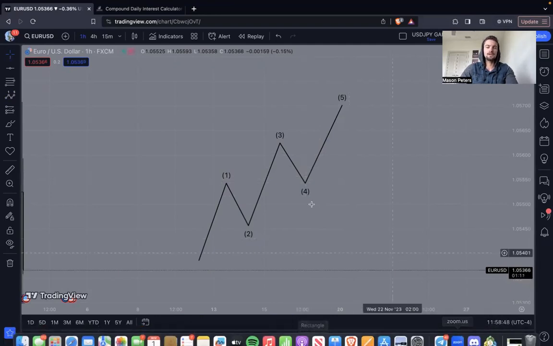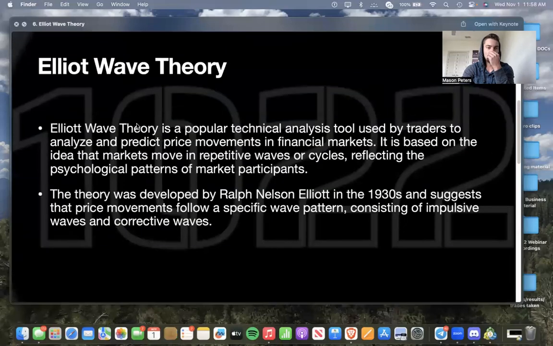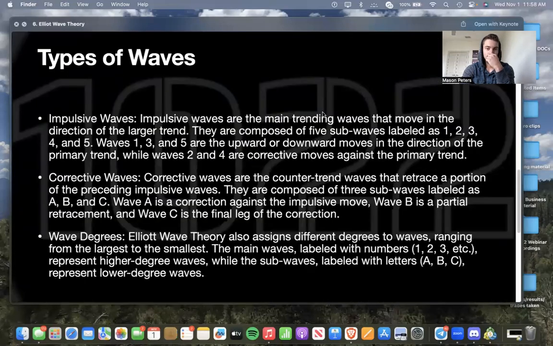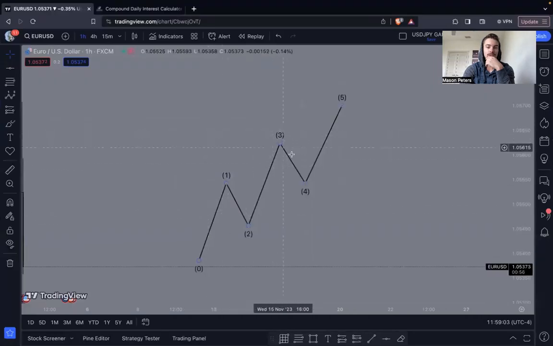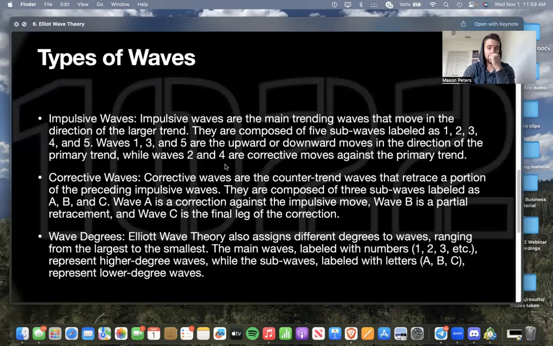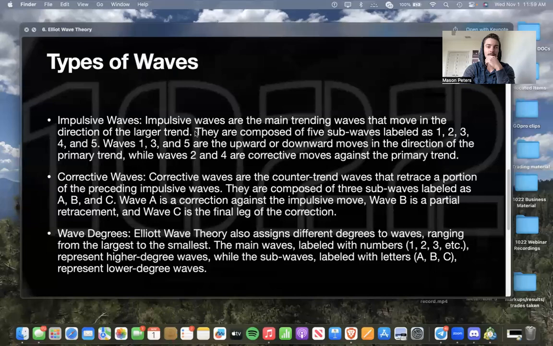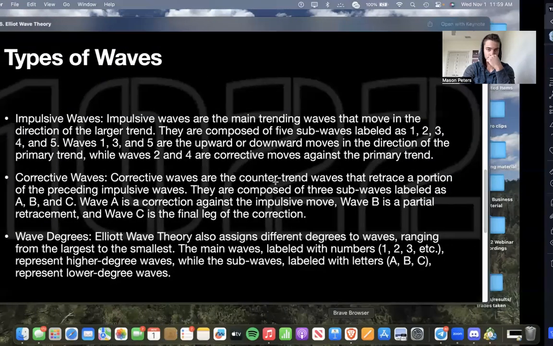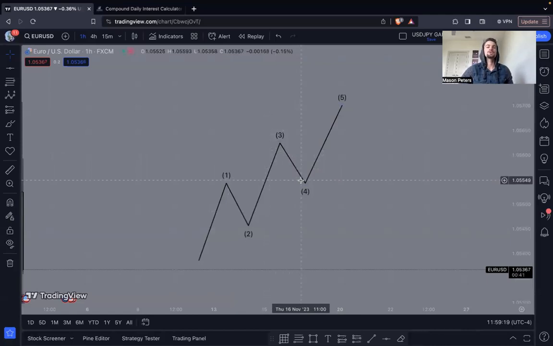Now, on that slide that I was just looking at here, you have 5 subwaves labeled as 1, 2, 3, 4, and 5. Waves 1, 3, and 5 are the upward movement, 1, 3, and 5. And then you have the corrective waves, which is 2 and 4. 2 and 4 are against the primary trend. So you have 2 and 4 as the corrective waves. So we're going to start here.